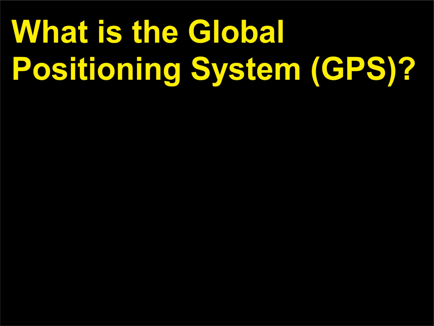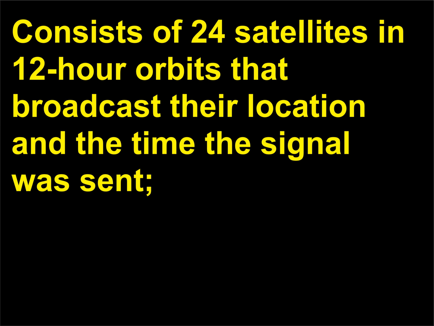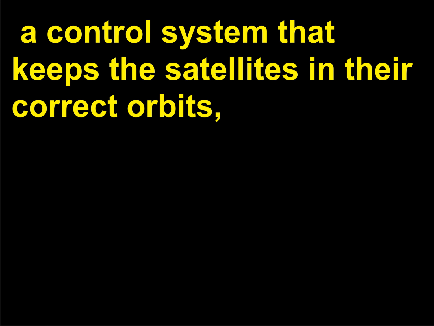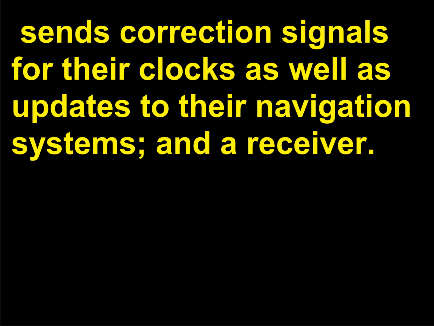What is the Global Positioning System, GPS? Consists of 24 satellites in 12-hour orbits that broadcast their location and the time the signal was sent. A control system that keeps the satellites in their correct orbits, sends correction signals for their clocks as well as updates to their navigation systems, and a receiver.